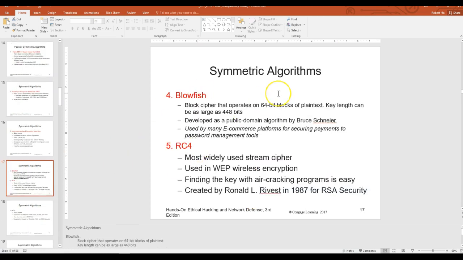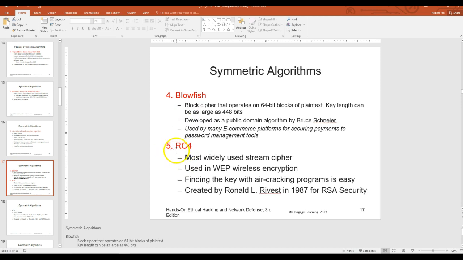The fourth one is Blowfish. Blowfish is used by many e-commerce platforms for securing payments and in password management tools. This is also considered a block cipher that operates on 64-bit blocks, and the key length can be as large as 448 bits. Okay. It was developed as public domain by Bruce Schneier. Okay. This is the fourth one.